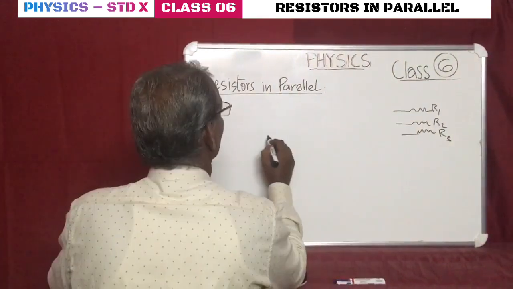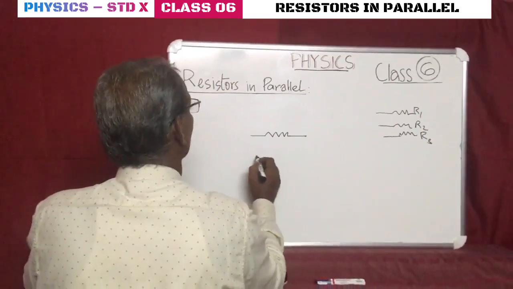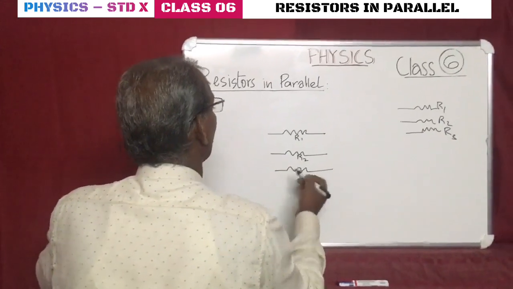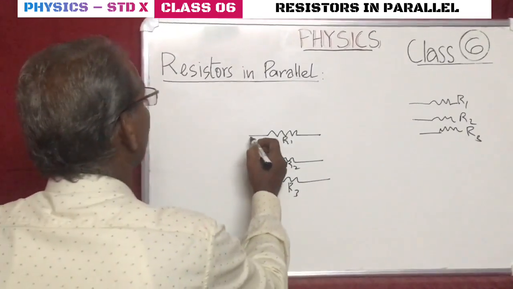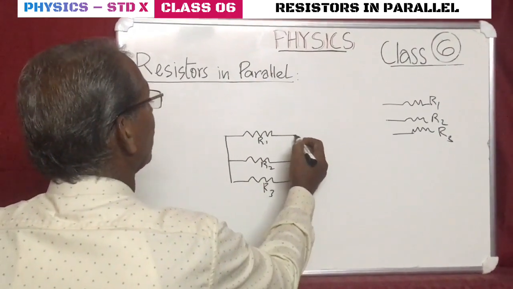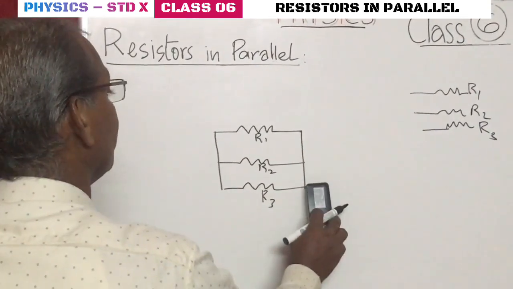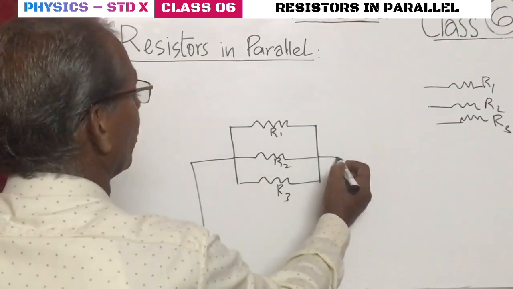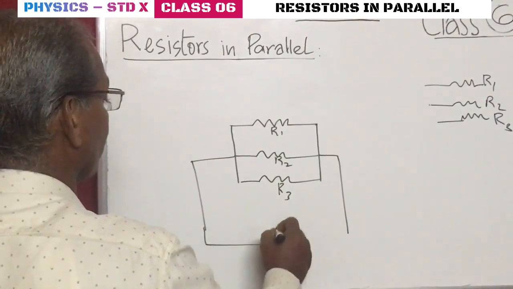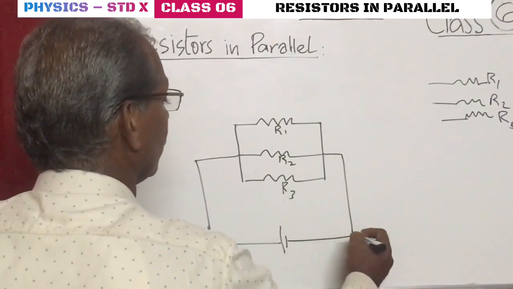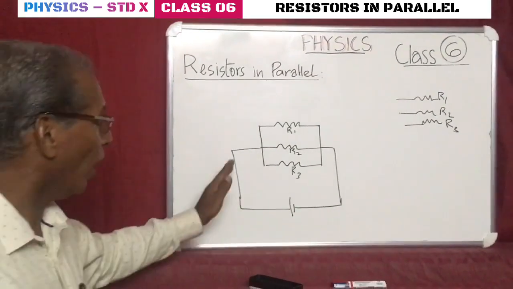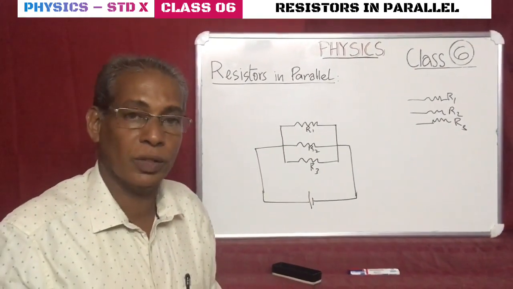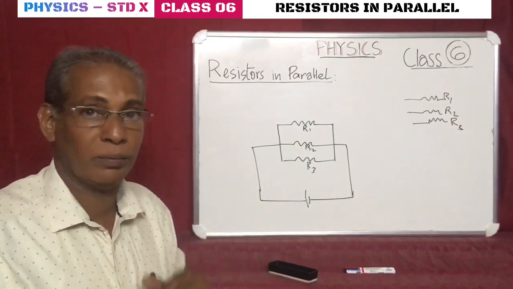R1, R2, R3, and I connect these three points together and these three together. Now it is connected to a voltage. This arrangement is called parallel connection of resistors or resistances in parallel.